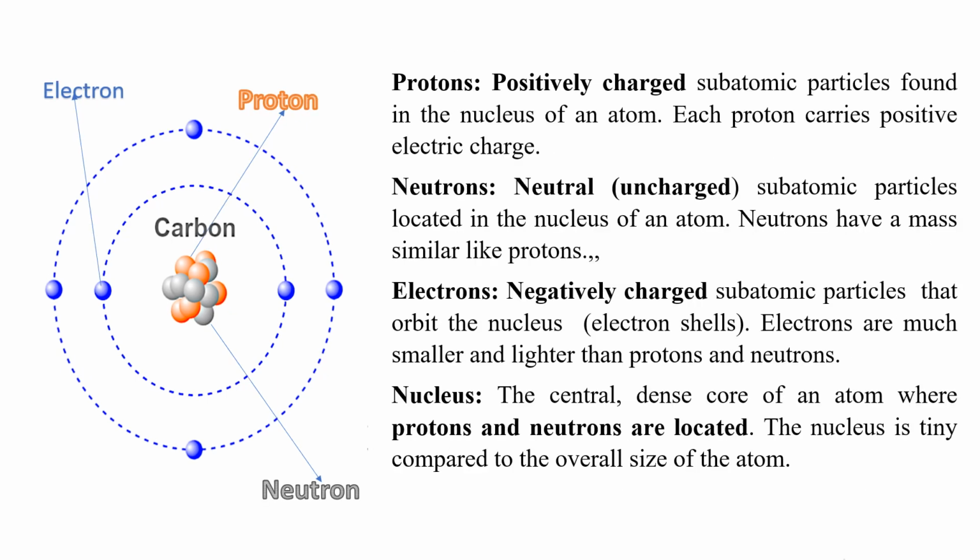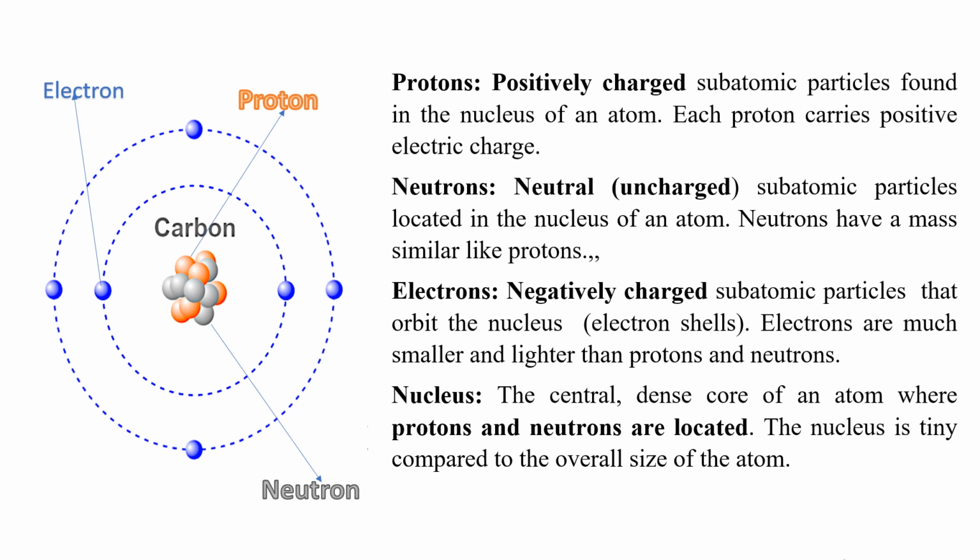Protons are positively charged subatomic particles found in the nucleus of an atom. Each proton carries a positive electric charge. Neutrons are neutral, uncharged subatomic particles located in the nucleus of an atom. Neutrons have a mass similar to protons. Electrons are negatively charged subatomic particles that orbit the nucleus, that is, in electron shells. Electrons are much smaller and lighter than protons and neutrons.